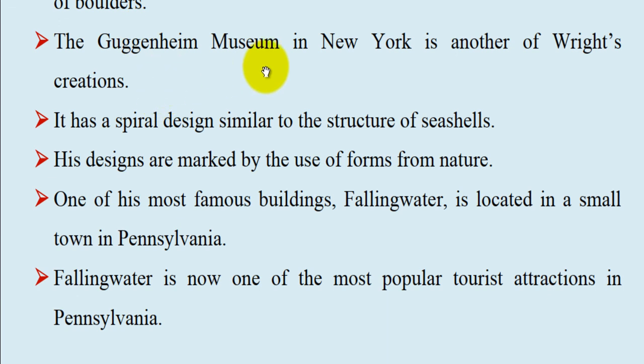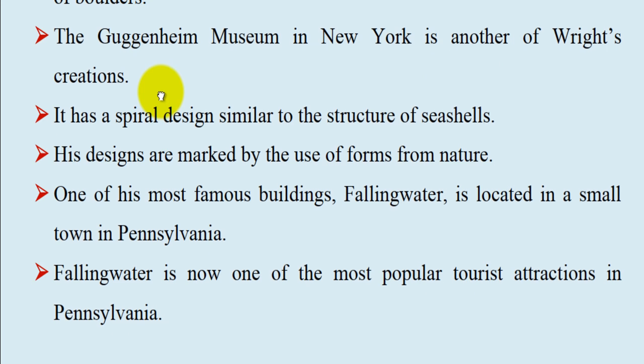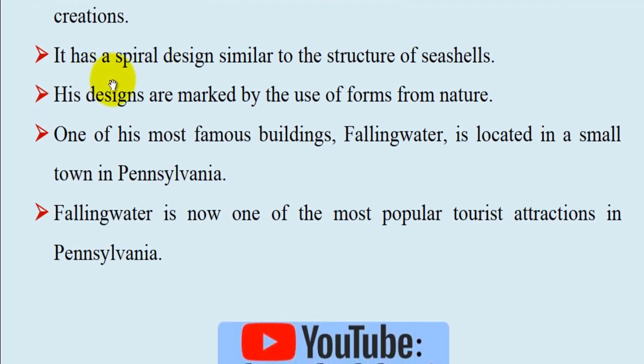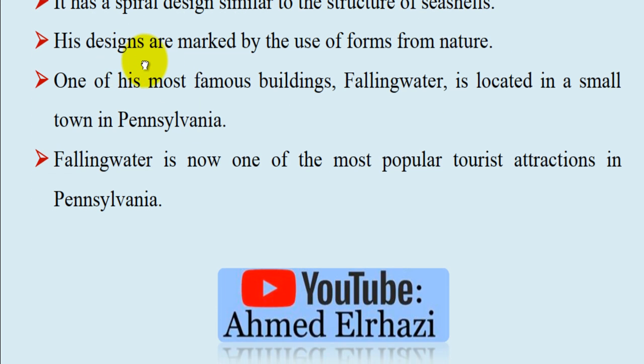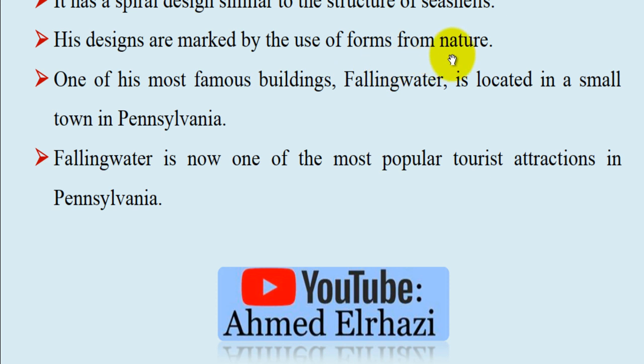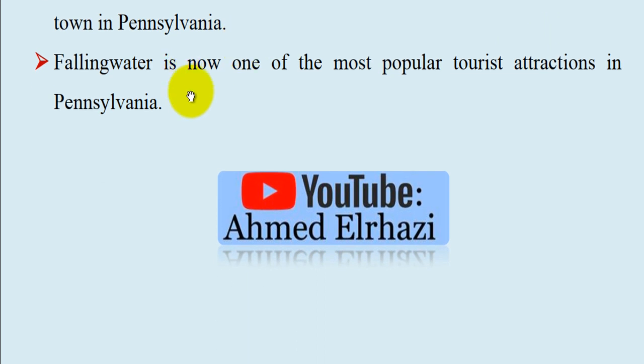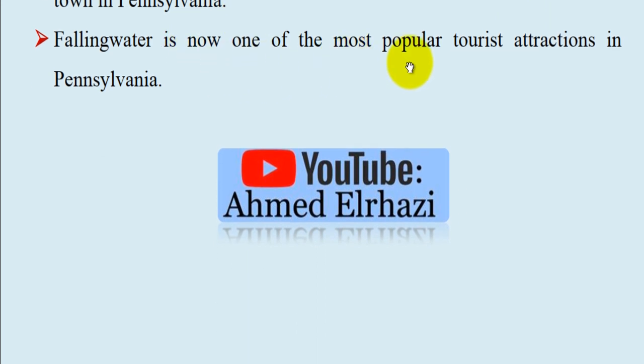The Guggenheim Museum in New York is another of Wright's creations. It has a spiral design similar to the structure of seashells. His designs are marked by the use of forms from nature. One of his most famous buildings, Falling Water, is located in a small town in Pennsylvania. Falling Water is now one of the most popular tourist attractions in Pennsylvania.